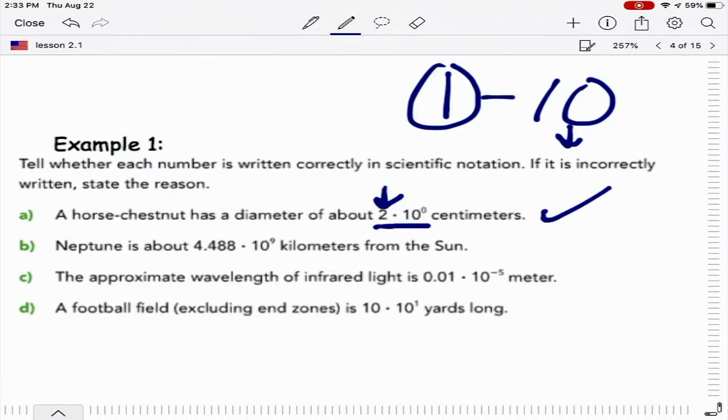Once again, my A, is it between 1 and 10, where it could equal 1, but it has to be slightly under 10? Yeah, 4.488 is obviously somewhere in the middle of 1 and 10, so that's good. It has that times 10, right? Not times 5, not times 15. It has a times 10. And even our exponent is a number without a decimal fraction. So this one's also good.